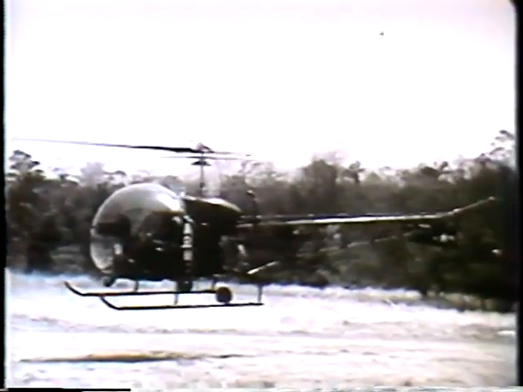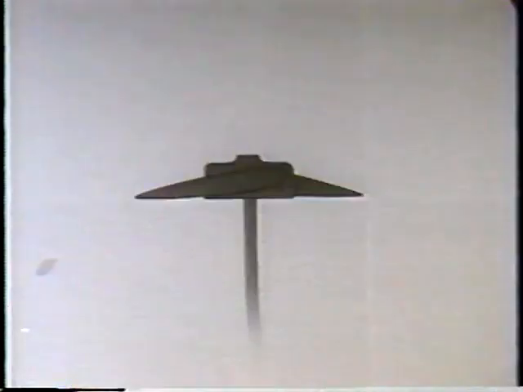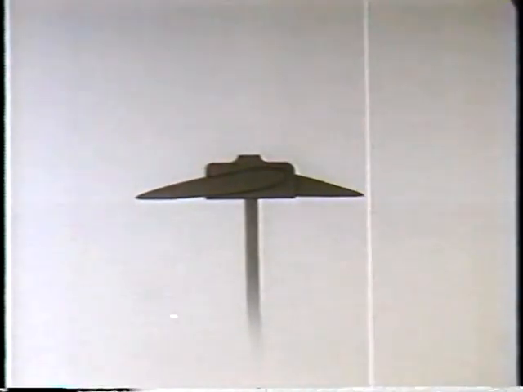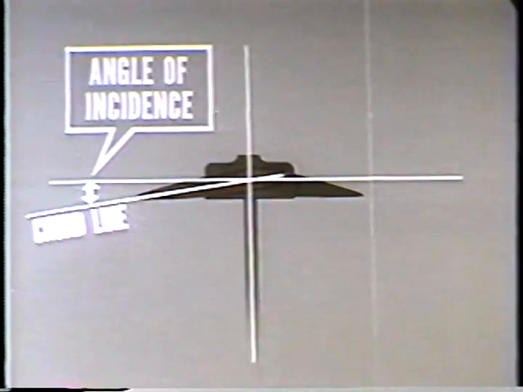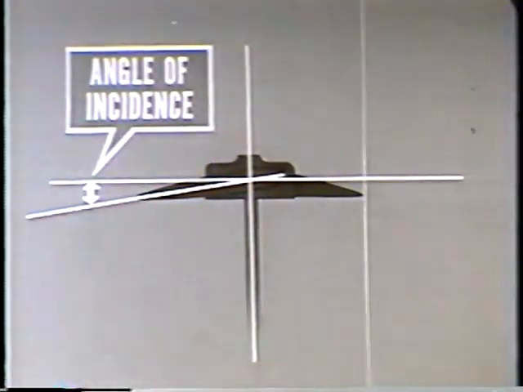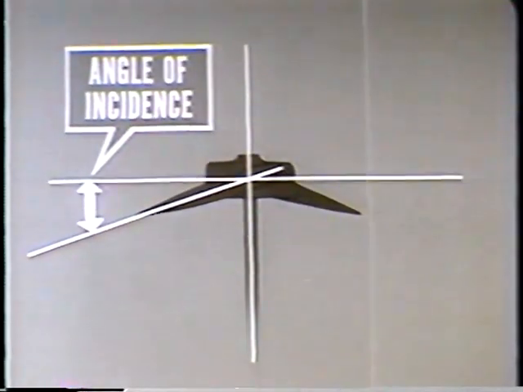A helicopter's rotor blades perform the same function as an airplane's wings, except that they provide both lift and thrust by rotation. In broad terms, the angle between a reference line of the helicopter and the chord line of the airfoil is called the rotor blade's angle of incidence. A variable angle of incidence enables a pilot to vary his angle of attack.